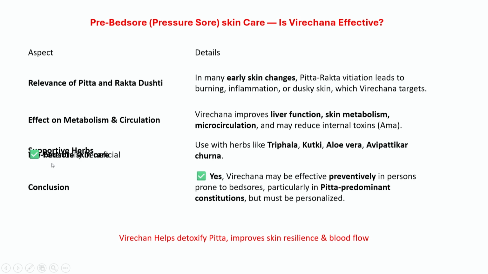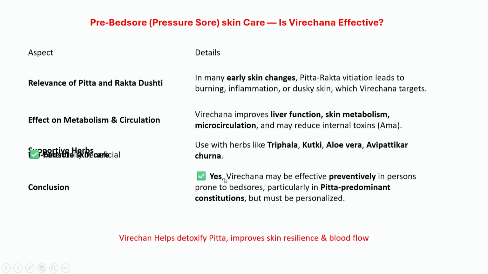And then supportive herbal botanical extracts are used, like Triphala, Kutki, aloe vera, and Avipatta churna. These are the herbal products which are used for maintaining Pitta and Rakta Dushti by Virachan and by improving the digestive system. Both things are interlinked to each other.